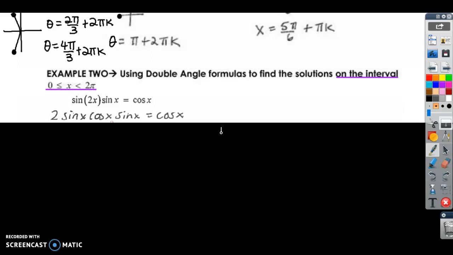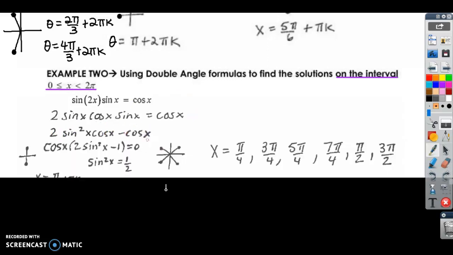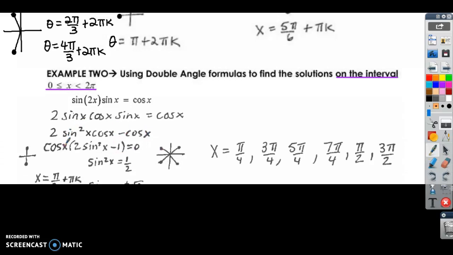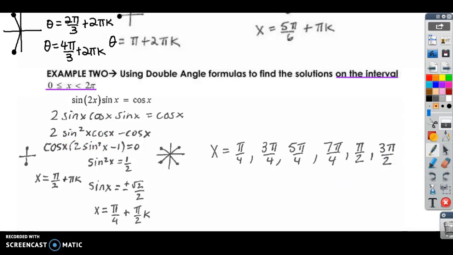this problem. All right, so now the next step is if I move the cosine over, now I'm going to have 2 sine squared cosine minus cosine of x, okay, equals 0. Well, now if I just factor out a cosine, I'm going to have 2 different factors that I can set equal to 0 separately. Okay, so I can set this one equal to 0, this one equal to 0. And again, I did this problem in class already in the previous video. You just have to be careful.